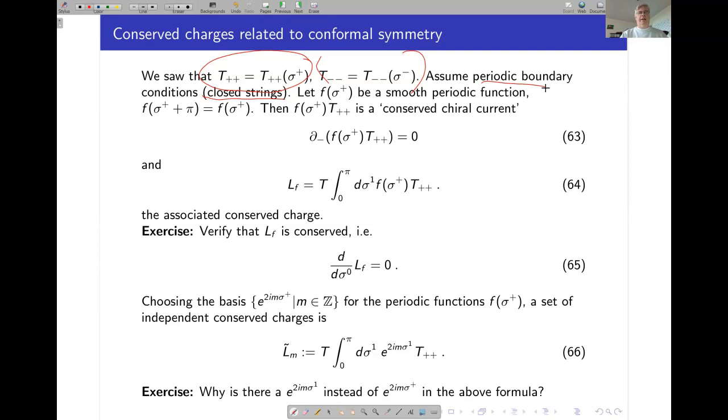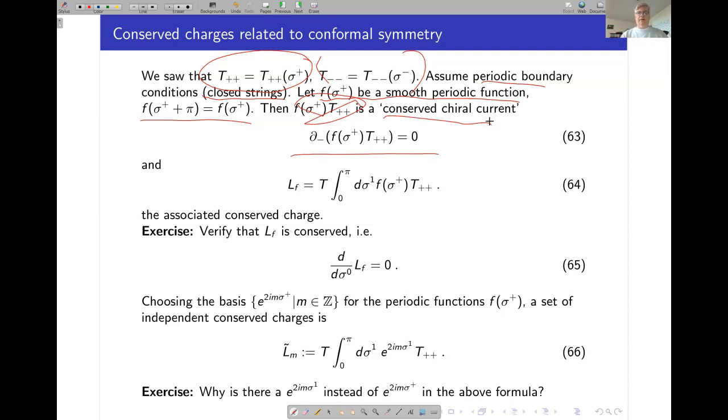Now, the way I can get infinitely many conserved quantities is to observe the following. I can take any function f of sigma plus, which is smooth and satisfies my boundary conditions, and multiply it with T++, and I still get something which is conserved in the sense that it is independent of sigma minus, and therefore d minus of it vanishes. What we have here is called a conserved chiral current.